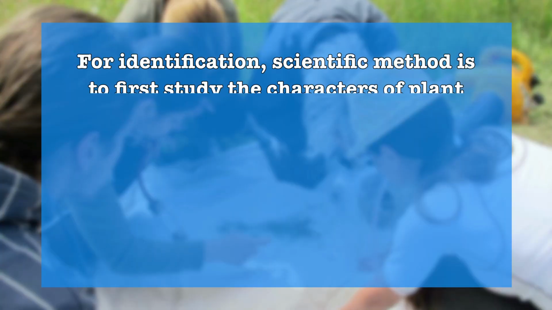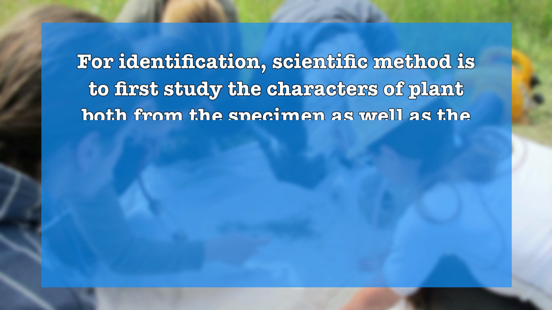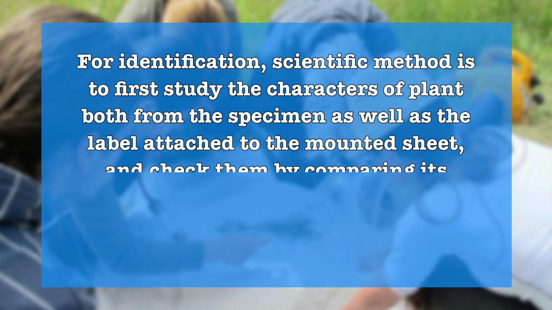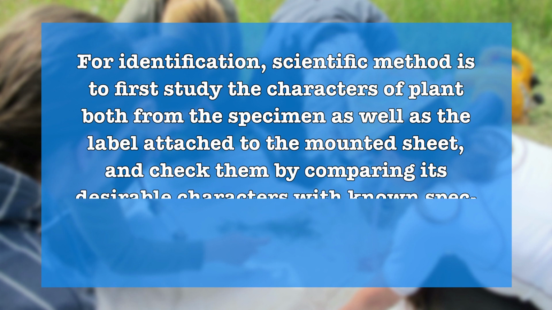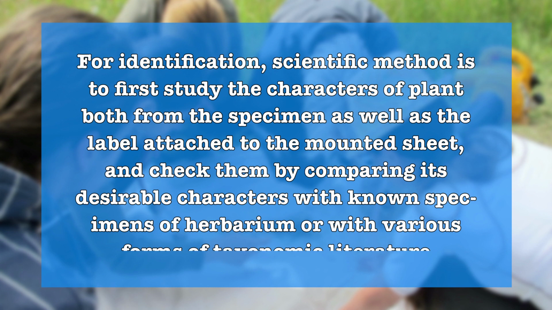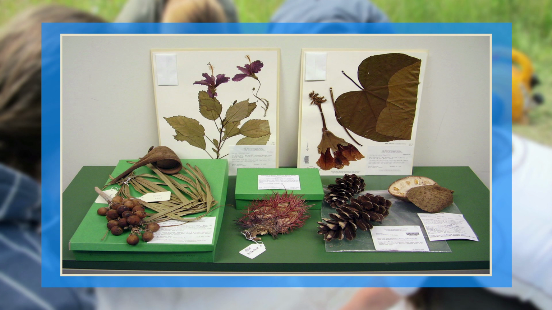For identification, the scientific method is to first study the characters of the plant, both from the specimen as well as the label attached to the mounted sheet, and check them by comparing its desirable characters with known specimens of herbarium or with various forms of taxonomic literature. Identification of the plant specimens collected will be done with the help of herbarium studies.